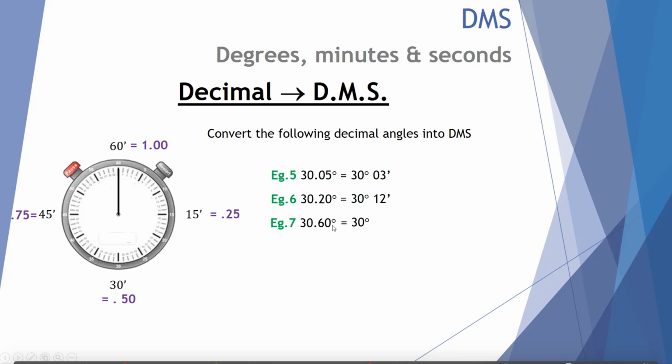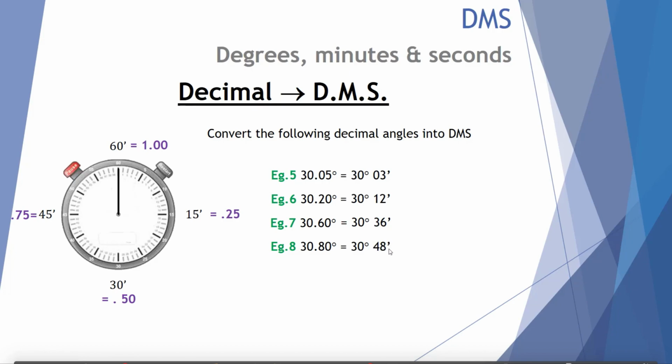Example 7, 30.60, 30 degrees. The 0.6 of the 60 gives me 36 minutes. So that represents 30 degrees and 36 minutes. 30 degrees, 0.8. Now the 0.8 is 0.8 lots of a full 60. 0.8 of a 60 is 48 minutes. So 30.8 degrees is equal to 30 degrees and 48 minutes.